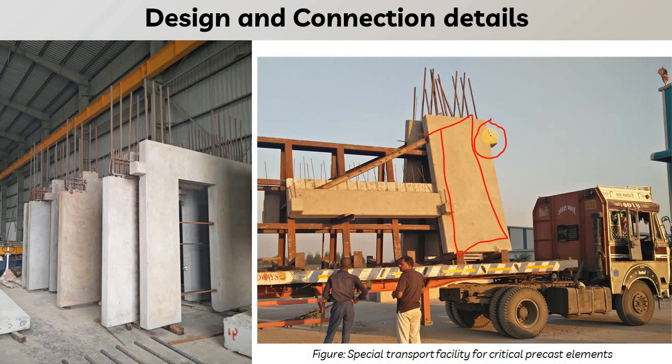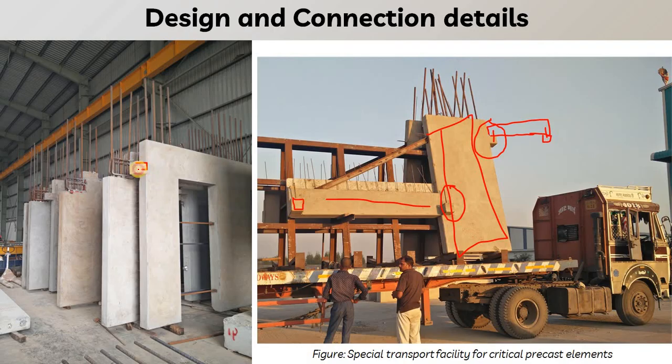This corbel will be used to support the precast beam. The precast beam will be connected like this, and here we will have another corbel with a dowel. Here we have one beam projected outside, and also another corbel here. All these corbels will be used to connect the precast beam.